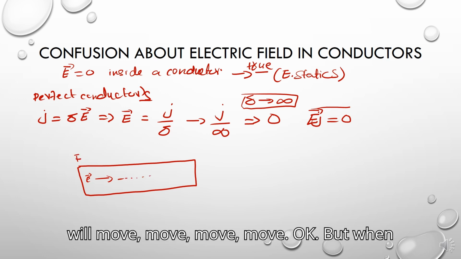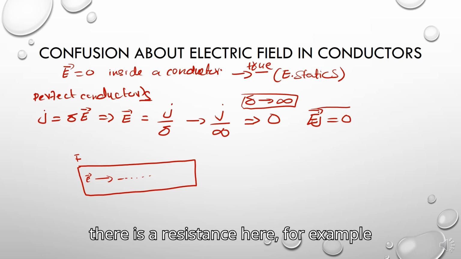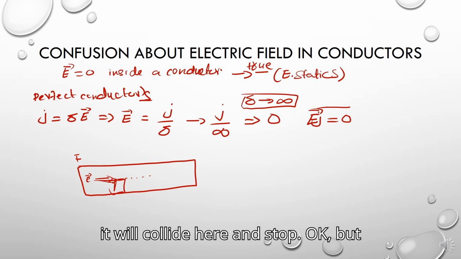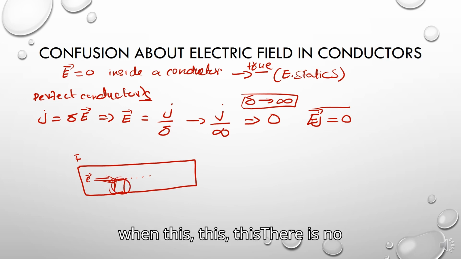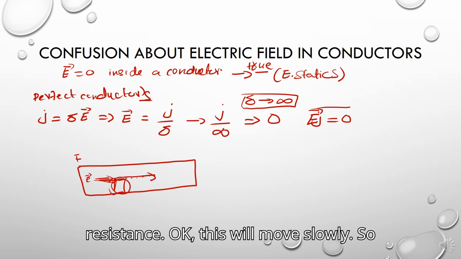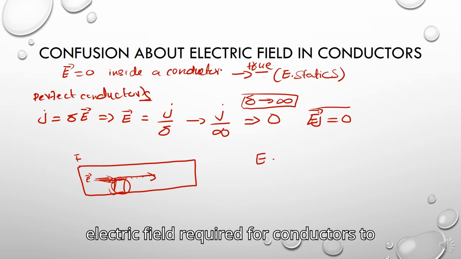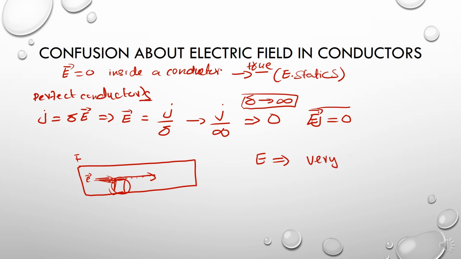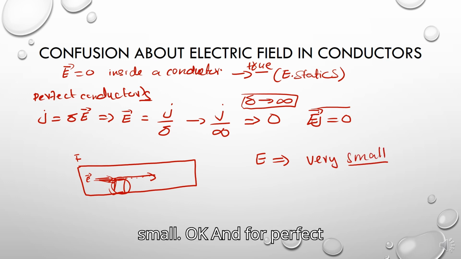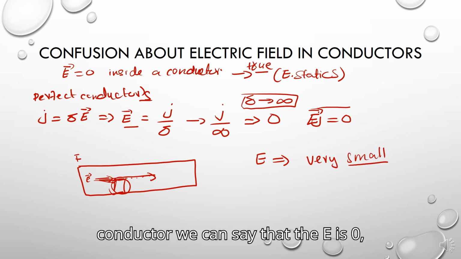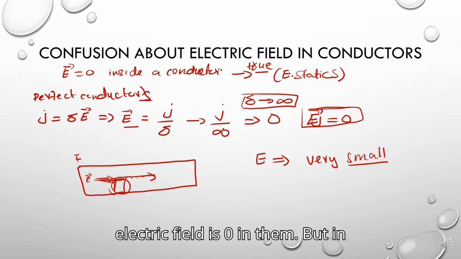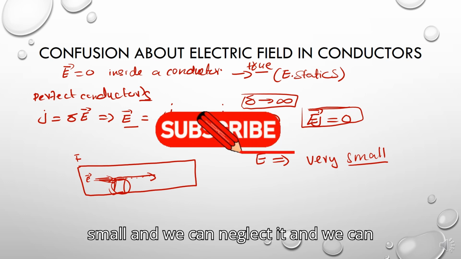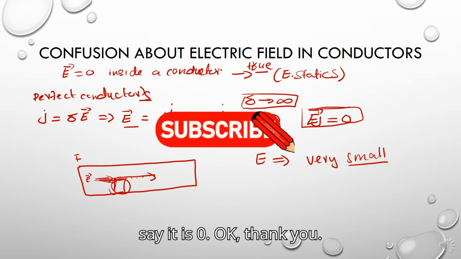But when there is a resistance here, it will collide here and stop. But when there is no resistance, it will move freely. So it generally makes sense that the electric field required for conductors to drive current in them is very small. And for a perfect conductor we can say that the electric field is 0 in them. But in ordinary practice we cannot say that the electric field is 0, but it is very small and we can neglect it and say it is 0.